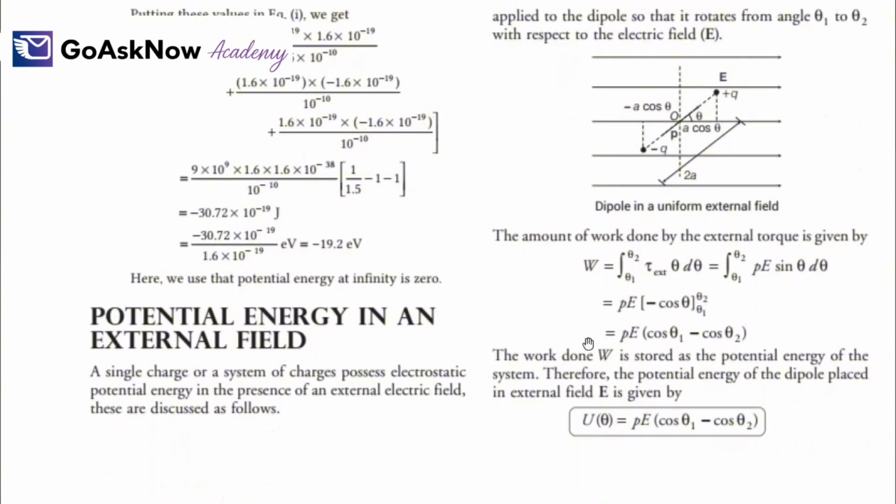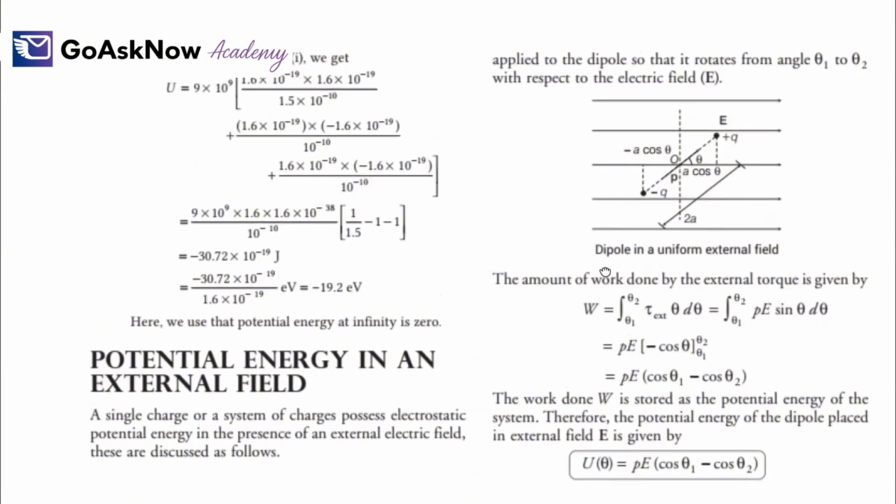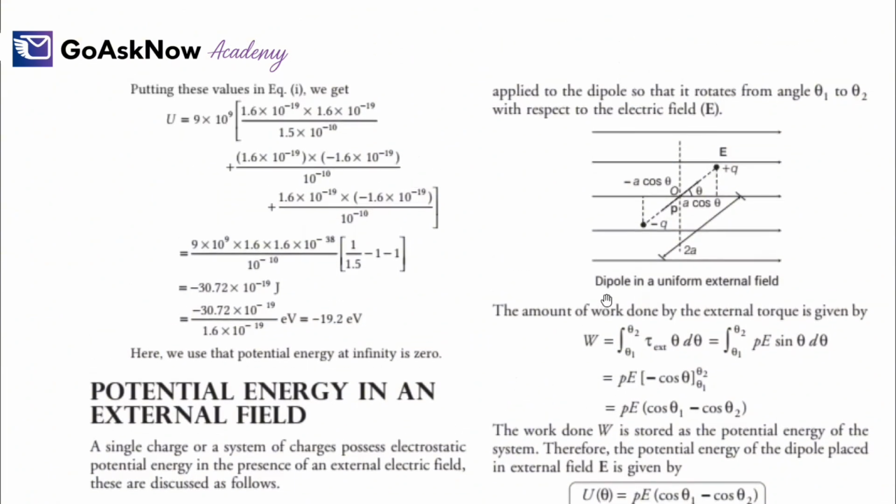A single charge or a system of charges possesses electrostatic potential energy in the presence of an external electric field. These are discussed as follows. If a system of charges like a dipole is placed in an external electric field, it possesses electrostatic potential energy also. We will see how to calculate this potential energy.